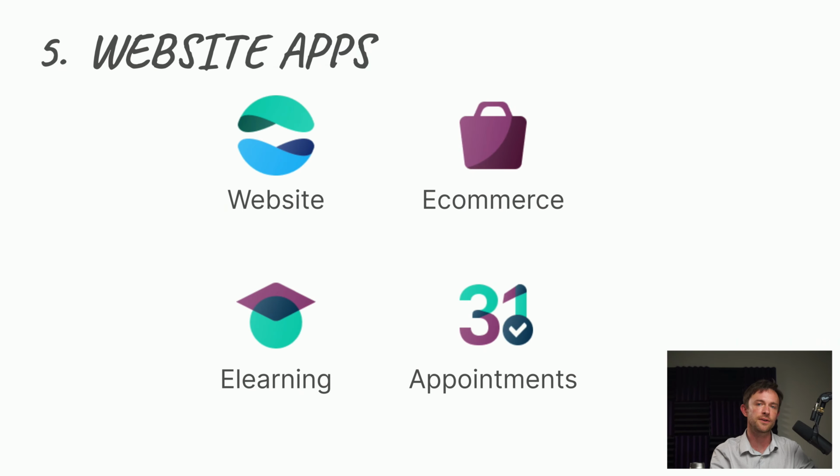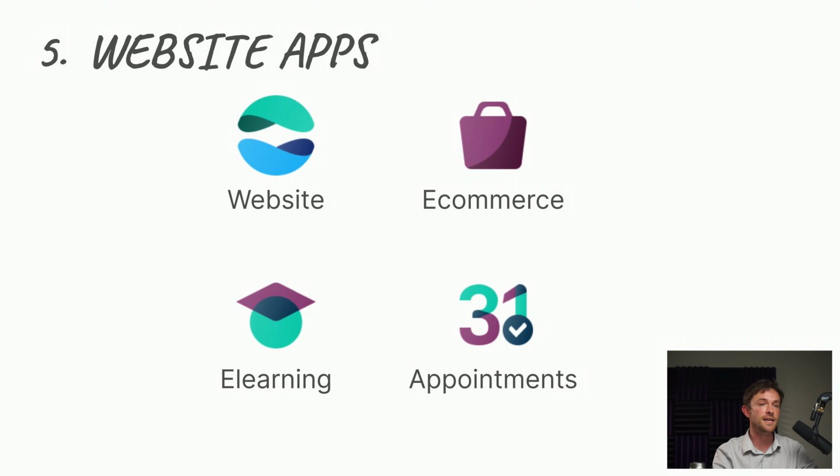This was a little bit faster because there's actually less apps to cover in this, so we'll get through it. Here we have our websites group, which includes the website itself, e-commerce, e-learning, and appointments. Technically on the odoo.com website, the appointments app is listed under the services, but to me, it's more of a website thing. I don't know, my preference.